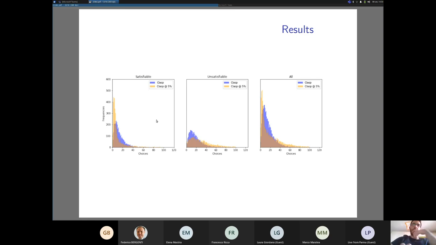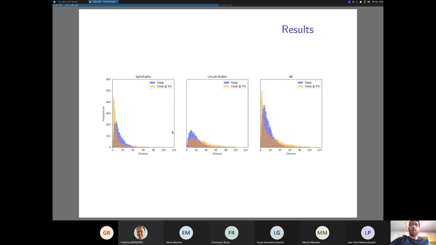And basically, we can see in the leftmost graph that on satisfiable programs, the neural network, which is the orange distribution, produces a shift to the left in the number of choices, which basically means that by using the neural network, we are able to solve more programs with fewer choices. In particular, what we are using is not the whole soft assignment produced by the network, but the 5% most positive atoms, and the 5% least positive atoms for each run on each program.